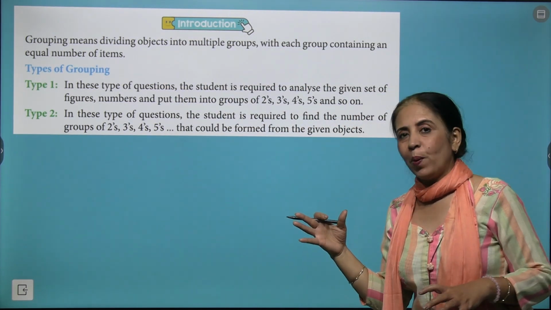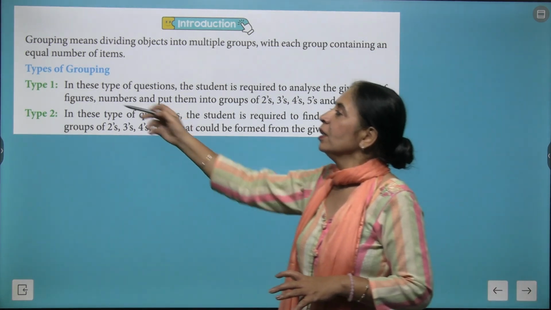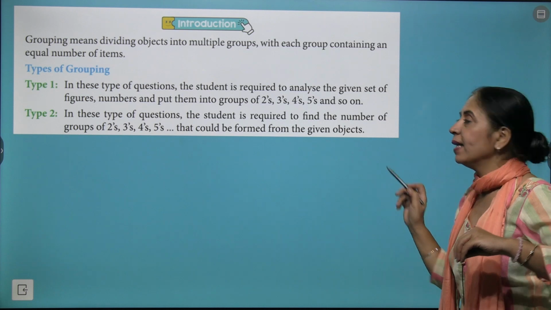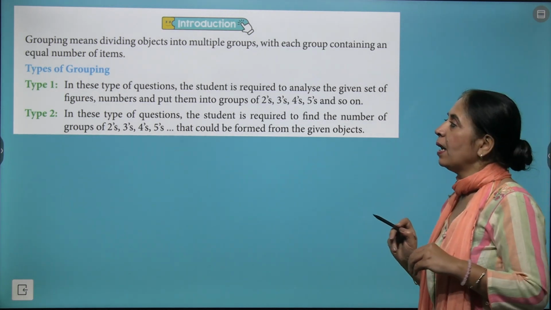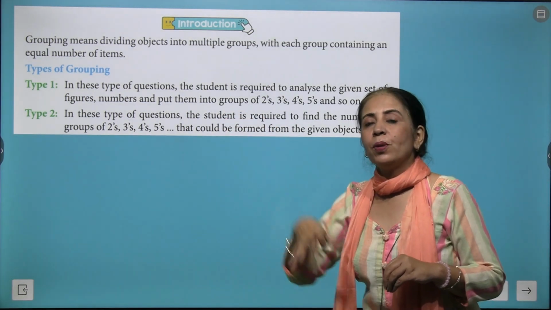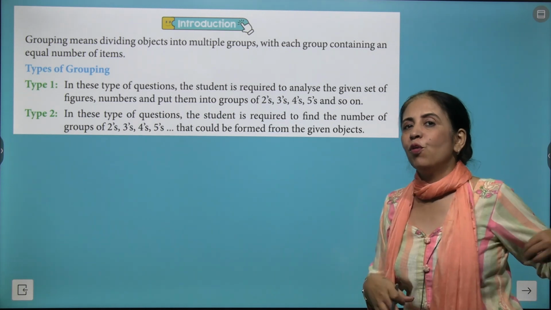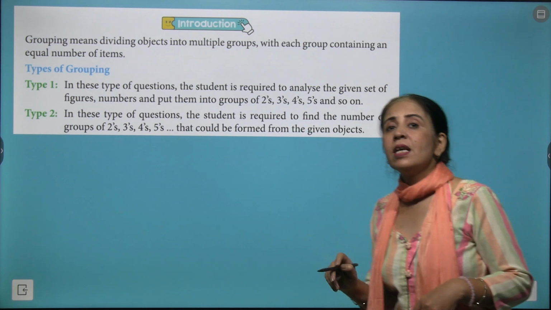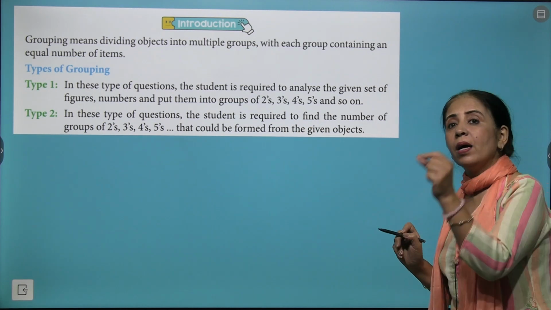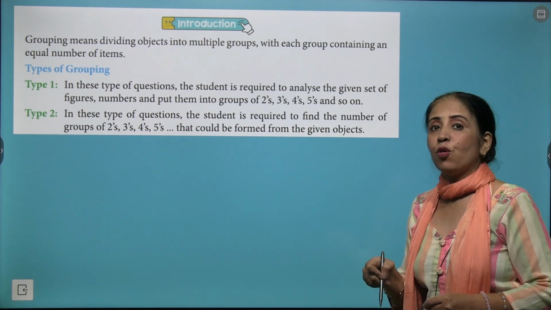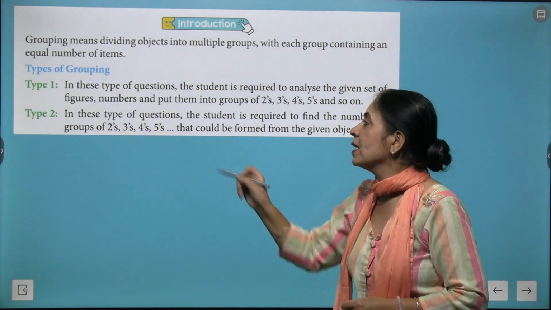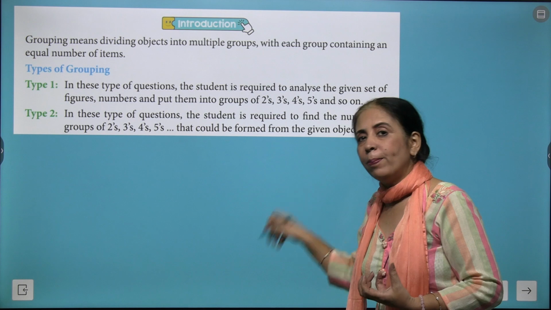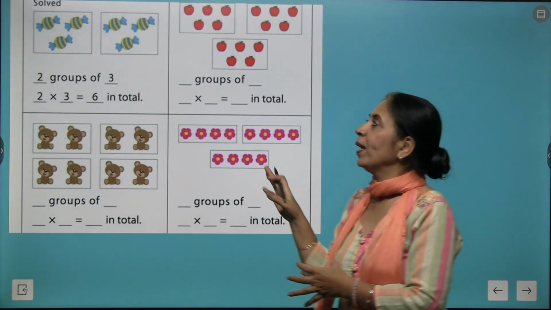Now what category of questions are you going to get over here? The first type is that the student is required to analyze the given set of figures, numbers, and then you are going to put them in the groups of 2, 3, 4, 5 as per the requirement, right? And the second category of question is where the student is required to find the number of groups of 2s, 3s, 4s or 5s that could be formed by the given number of objects. So here we have a few examples.